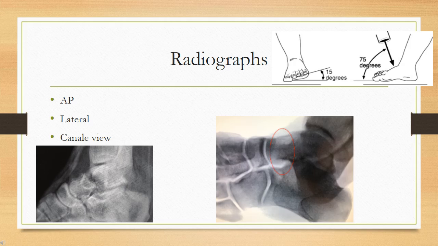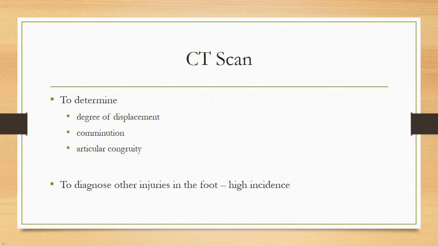This view elongates the talar neck and minimizes overlap from surrounding bones, making it particularly useful for detecting subtle or minimally displaced talar neck fractures and for assessing alignment after reduction. CT scan is very useful in evaluating talar neck fractures. It accurately shows the degree of displacement of fracture fragments, which is sometimes underestimated on plain X-rays.